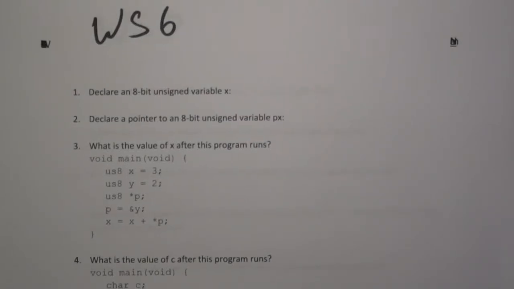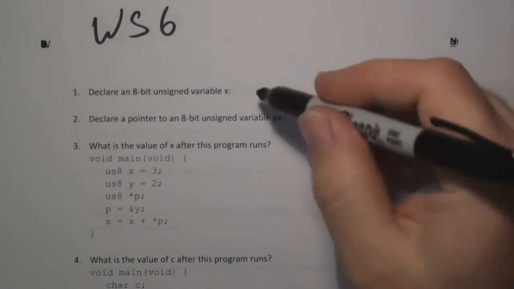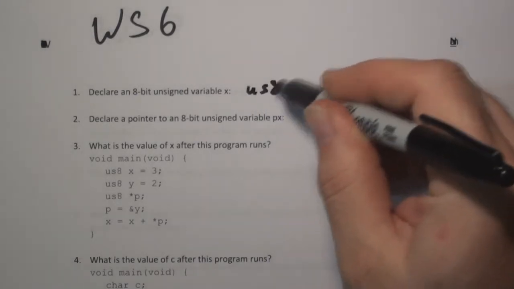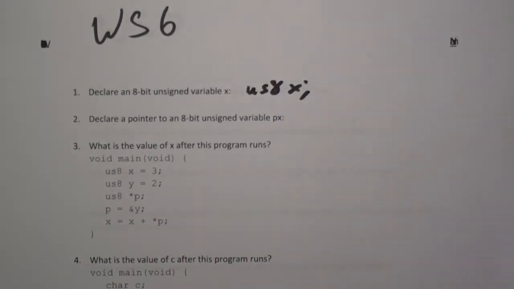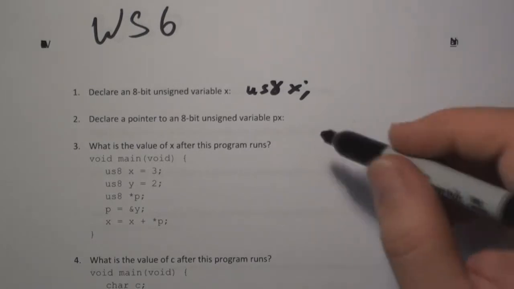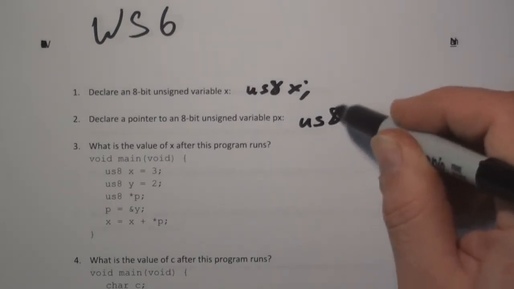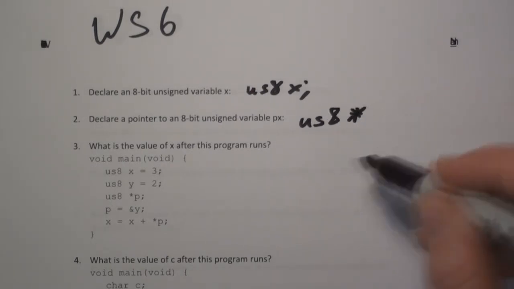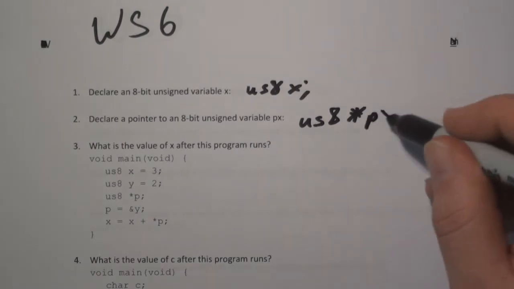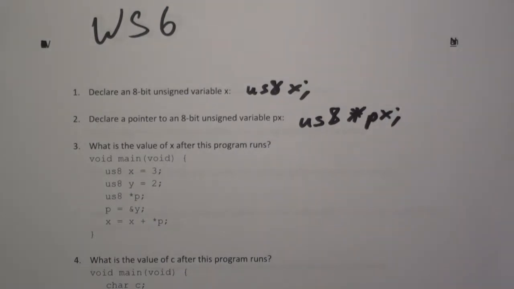Declare an 8-bit unsigned variable x. For this class, we've been just saying US8 x with a semicolon. Declare a pointer to an 8-bit unsigned variable px. So an unsigned pointer would be a US8 pointer, and the variable is called px with a semicolon.